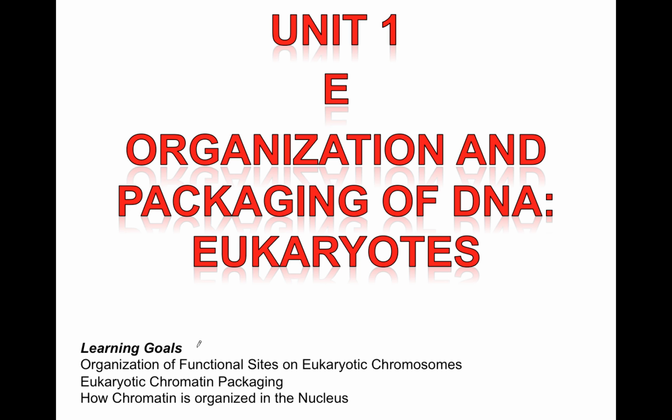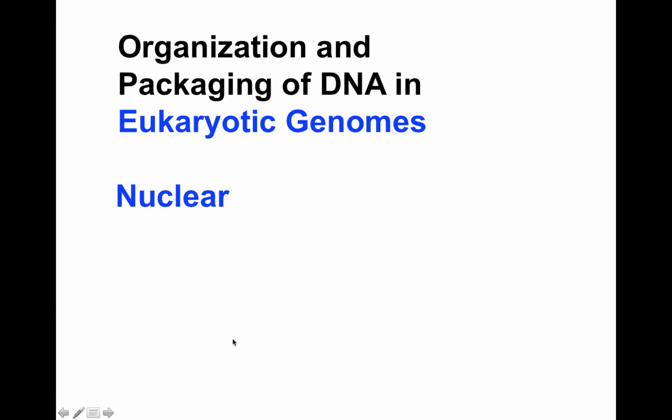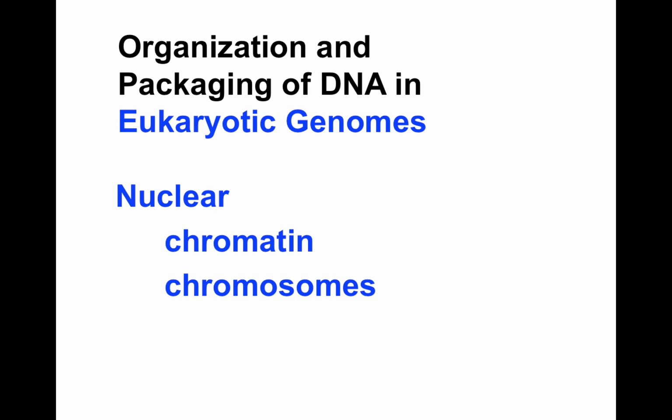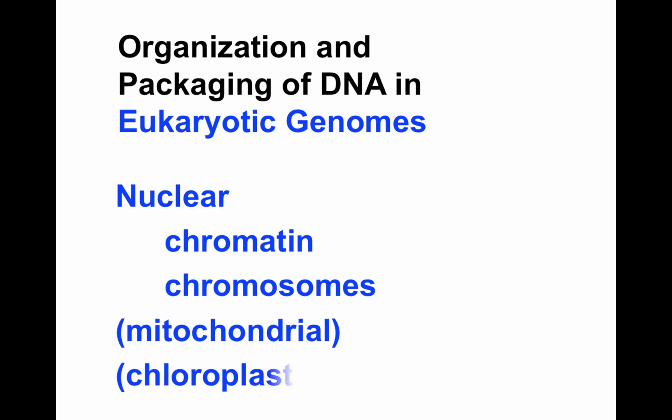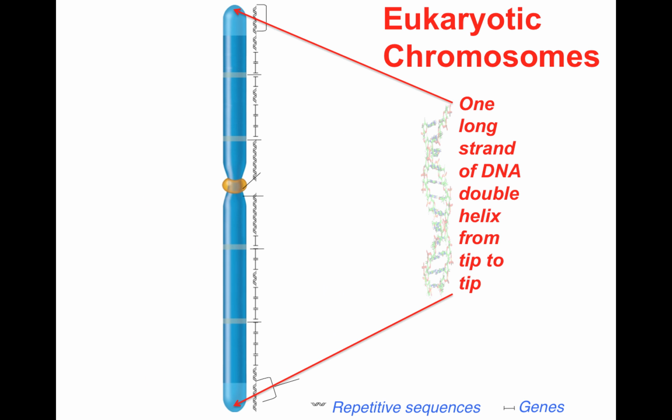Our learning goals for this lecture are to understand the organization of functional sites on eukaryotic chromosomes, how eukaryotic chromatin is packaged, and how chromatin is organized in the nucleus. Eukaryotic genomes consist of a nuclear genome, which is packaged into chromatin and chromosomes. It also consists of mitochondrial and chloroplast genomes, which we're not going to discuss in this video lecture.